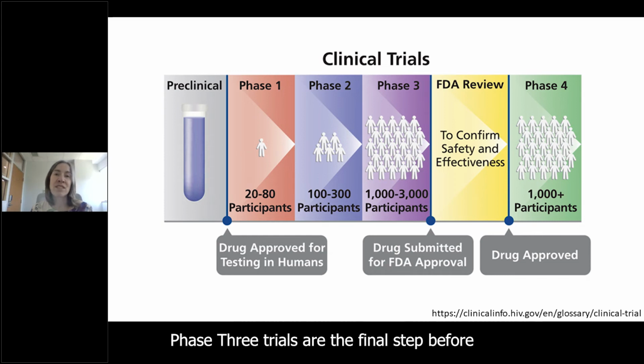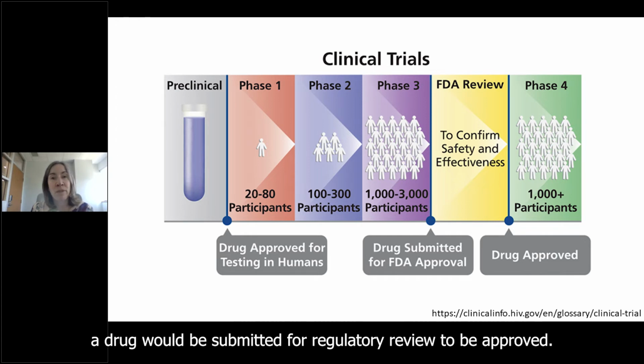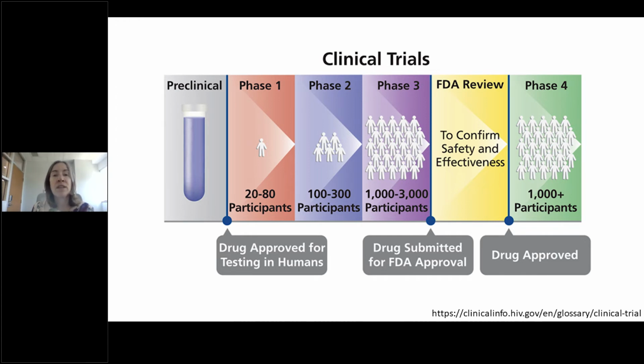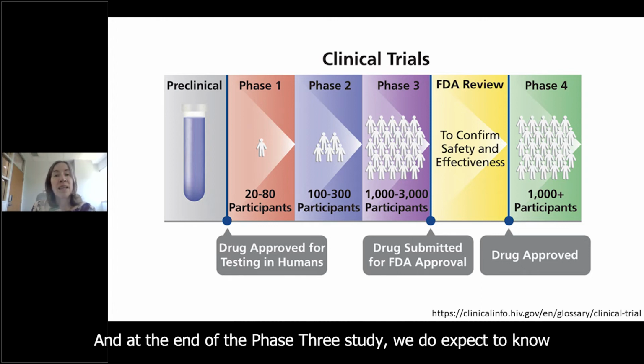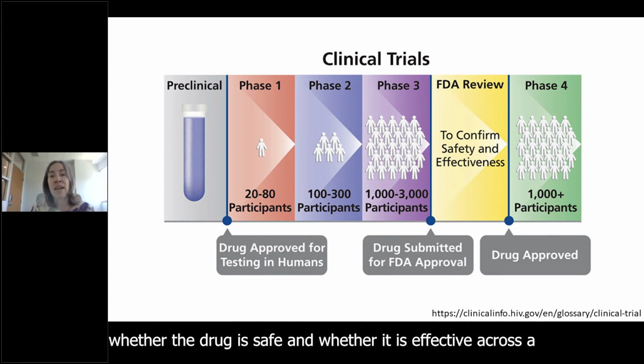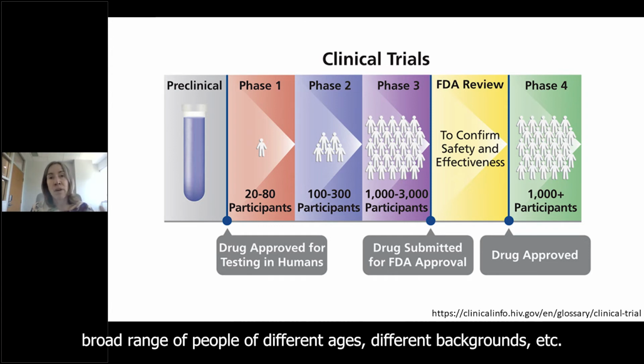And phase 3 trials are the final step before a drug would be submitted for regulatory review to be approved. So phase 3 trials are larger. The number of participants will depend on the nature of the intervention and on the condition being studied, but typically are larger. This is where that gold standard randomized double-blind placebo control is usually very important. And at the end of the phase 3 study, we do expect to know whether the drug is safe and whether it is effective across a broad range of people of different ages, different backgrounds, etc.